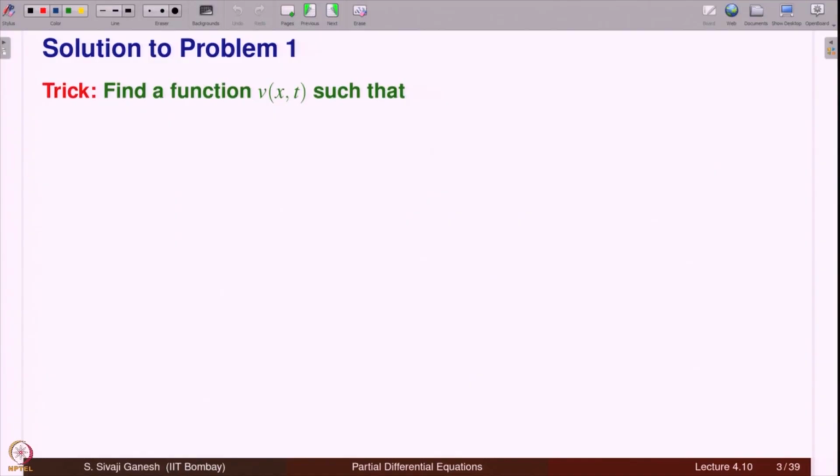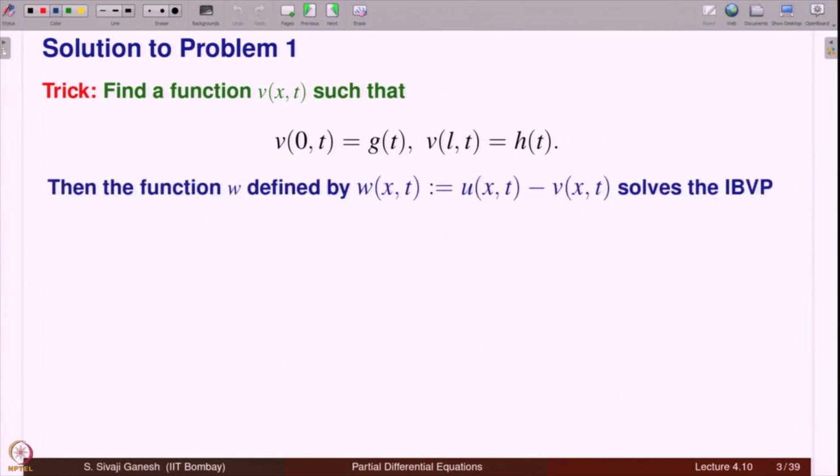So, the trick is to find a function v such that it satisfies the boundary conditions: v(0,t) is g(t) and v(l,t) is h(t). Suppose you find such a function, then define a function w which is u minus v, where u is the solution that we want to find, and suppose we have found a v satisfying these conditions. If you look at u minus v, what problem does w solve?